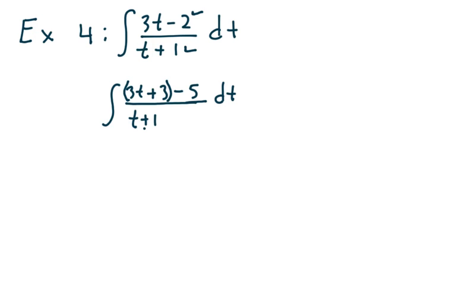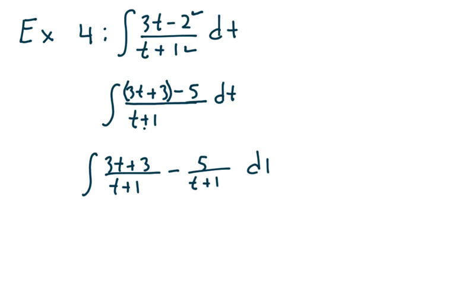I didn't do anything wrong. I just took -2 and rewrote it as 3 minus 5. I'm just grouping the first two terms. Because here, I'm going to get (3t plus 3) divided by (t plus 1), and I'm going to subtract 5 over (t plus 1) dt. Okay? We could do another one like that if we need to.